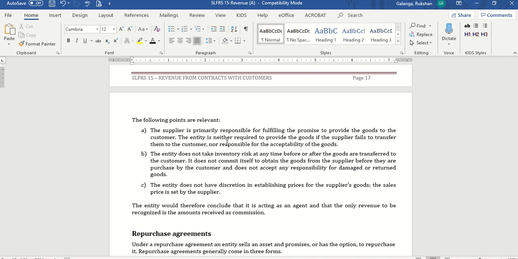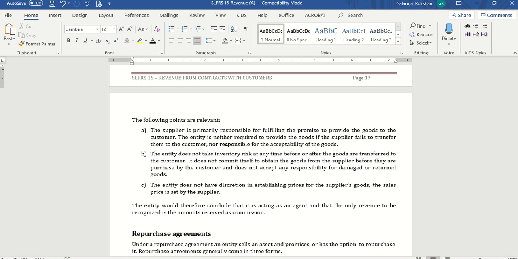Second one, the entity does not take inventory risk at any time before or after the goods are transferred to the customer. It does not commit itself to obtain the goods from the supplier before they are purchased by the customer, and does not accept any responsibility for damage or the return of the goods.